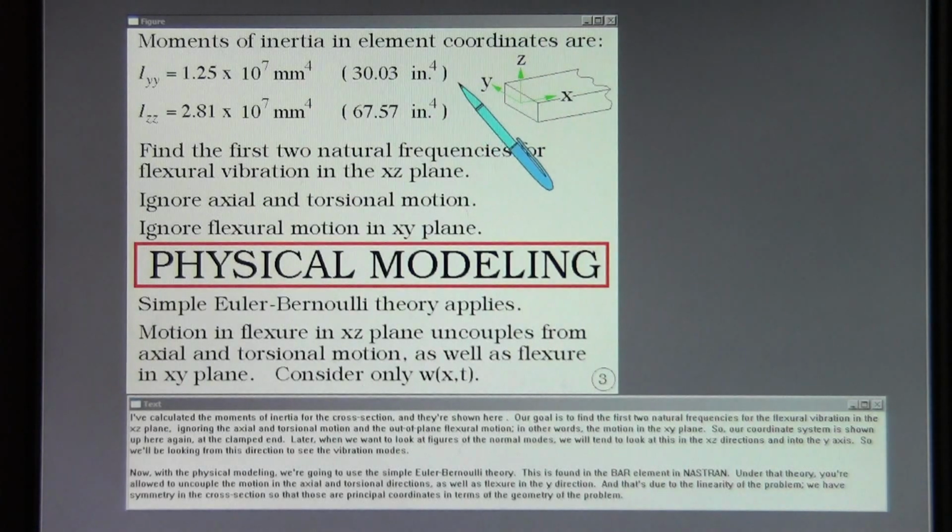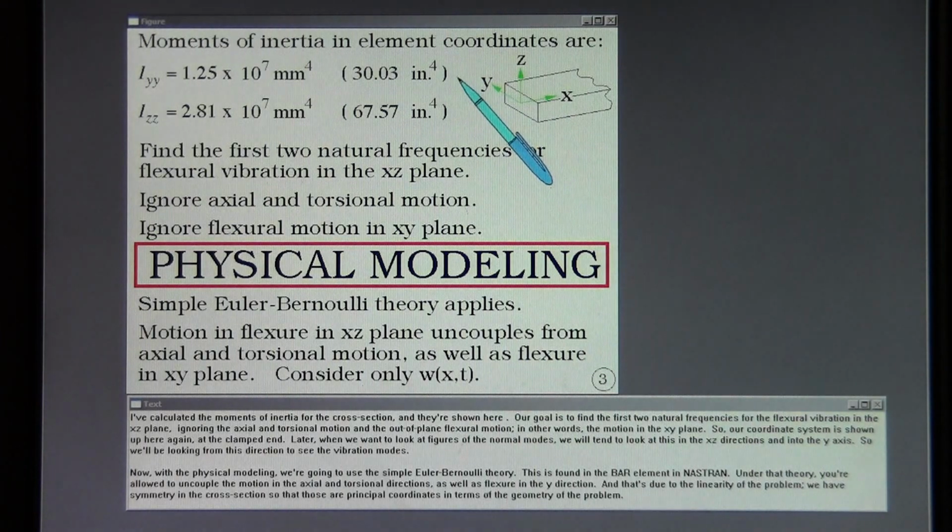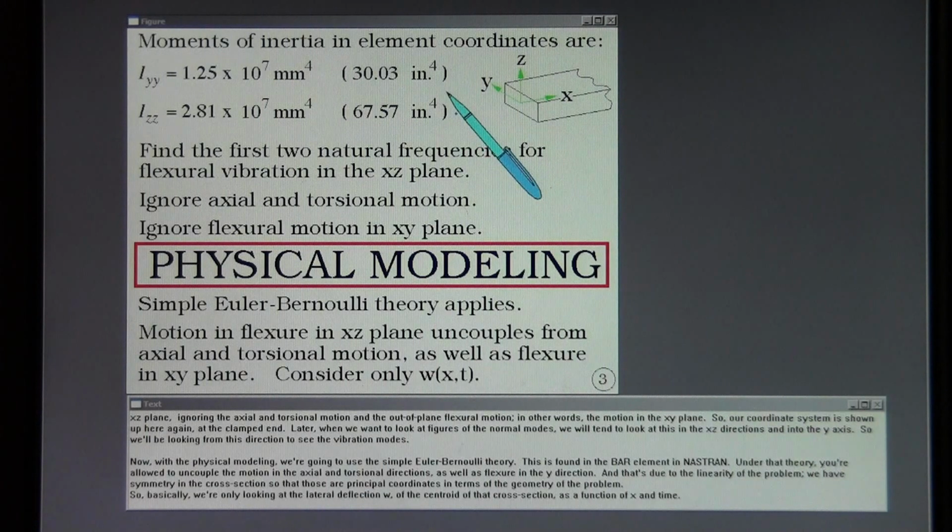Our goal is to find the first 2 natural frequencies for the flexural vibration in the XZ plane, ignoring the axial and torsional motion and the out-of-plane flexural motion. In other words, the motion in the XY plane. So our coordinate system is shown up here again at the clamped end. Later, when we want to look at figures of the normal modes, we will tend to look at this in the XZ directions and into the y-axis. So we'll be looking from this direction to see the vibration modes.